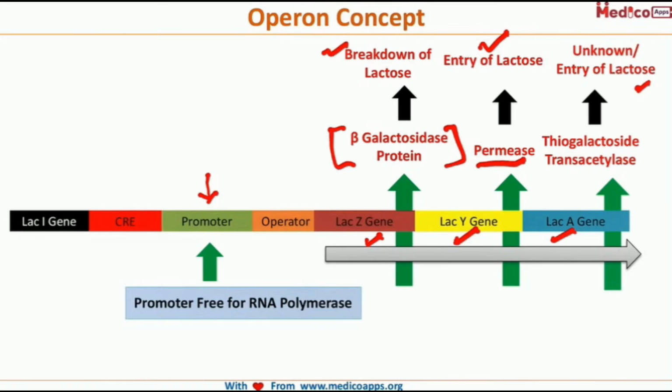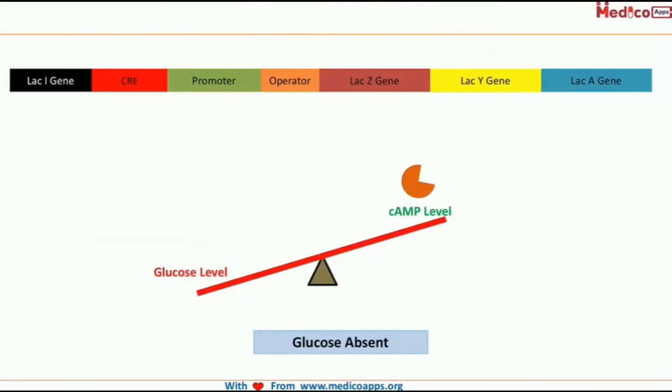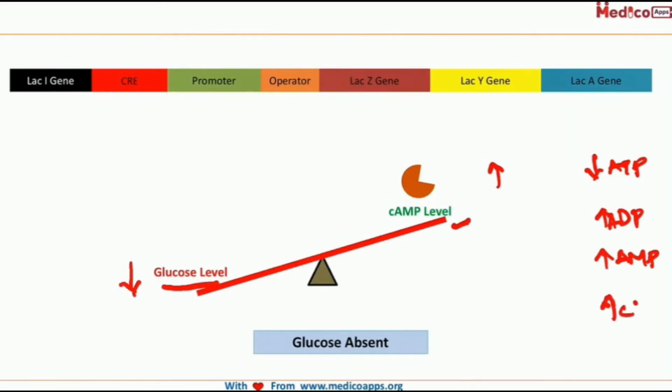Now let's bring glucose into the equation. First we have to understand the relationship between glucose level and cyclic AMP level in the cell. Whenever the glucose level is falling, the cyclic AMP level in the cell will rise. It's a very simple concept: if glucose level is down, the level of ATP will be down. If the level of ATP is down, the level of ADP will increase, which will lead to an increase in the level of AMP, which will finally be converted into cyclic AMP.